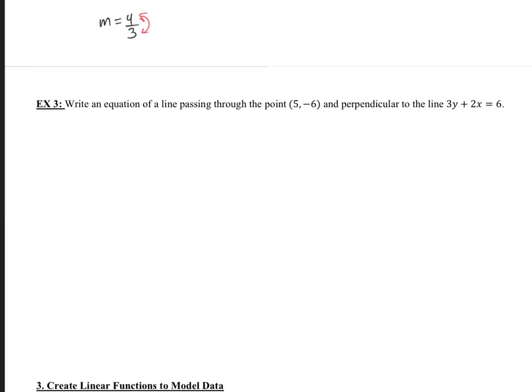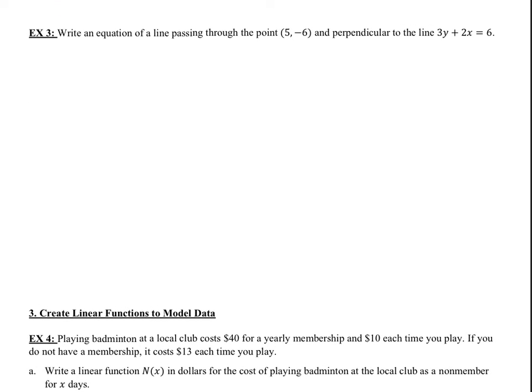All right, now let's take a look at example 3. Write an equation of a line passing through the point 5, negative 6, and perpendicular to the line 3y plus 2x equals 6. Feel free to pause the video and then try this by yourself and check back in with me in a second. All right, so hopefully you tried this by yourself.